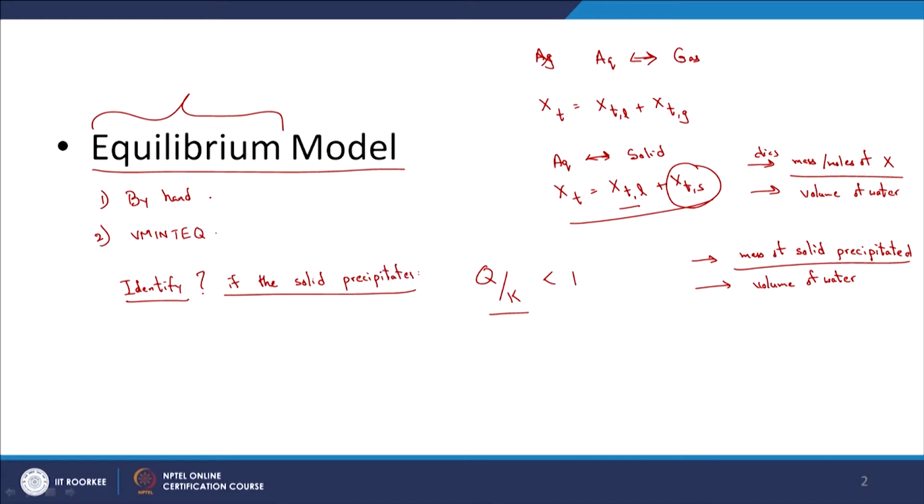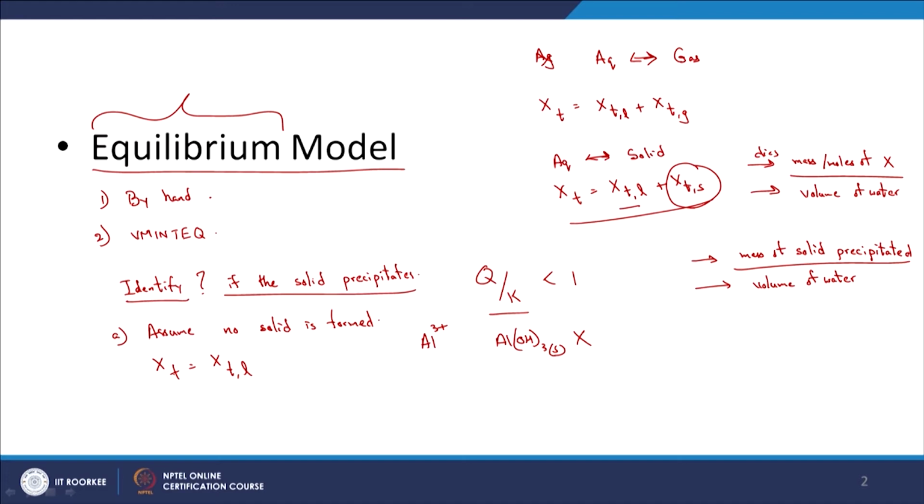So how can I do this now? One way is to assume no solid is formed. So I am going to assume that there is no solid phase, so that x total is equal to x total in the liquid phase. For example, for the case of Al3+, I am assuming that no solid is formed, as in Al(OH)3 solid is not formed.